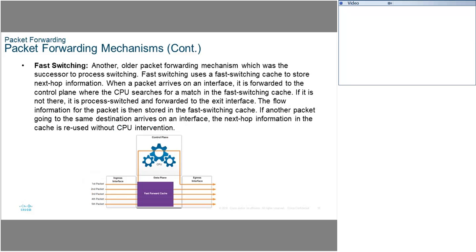Well, let's move to the next slide, slide 16. Fast switching says, oh, wait a minute, another older packet forwarding mechanism? Oh, okay, well, let's at least see what it does. It says, you come in, and we're going to do the analysis, and we're going to go through that access list possibly, and we're going to go through our lookup table. This first time through, exit interface, exit access list.